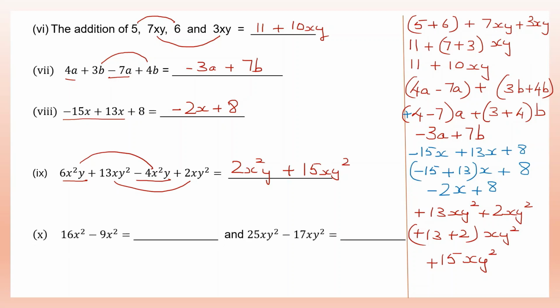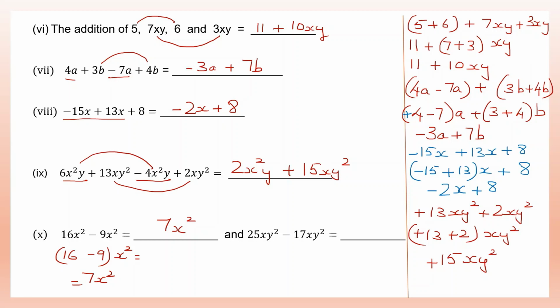The 10th question is here. 16x square minus 9x square. We can do that here itself. 16 minus 9, x square. 16 minus 9 is how much? 16 minus 9 is 7x square. So let me write that down. 7x square. Okay. Now let's go to the other side.